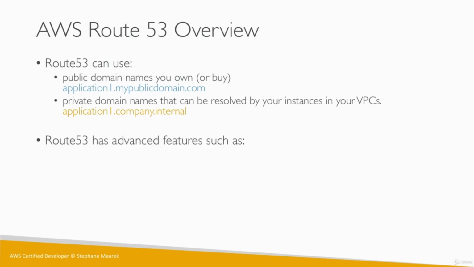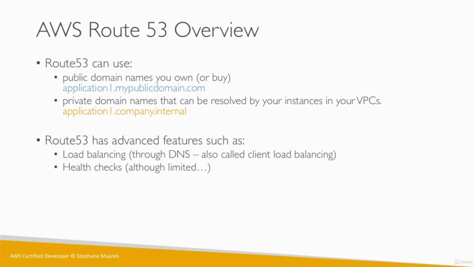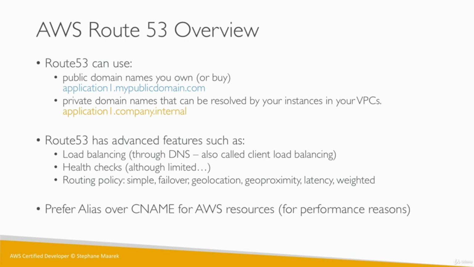So Route 53 has advanced features, such as load balancing through DNS, and that's also called client-side load balancing, health checks, but they're quite limited, and routing policy. So there's simple routing policy, failover, geolocation, geoproximity, latency, and weighted. And honestly, I don't think you should know about them for this exam, but still know that basically you can route based on wherever your servers are located in the world, or what is the closest with the minimal latency, or you can even perform weighted balancing. So by basically saying, I want this amount of traffic to go to this instance and this other amount of traffic to go to that other instance.